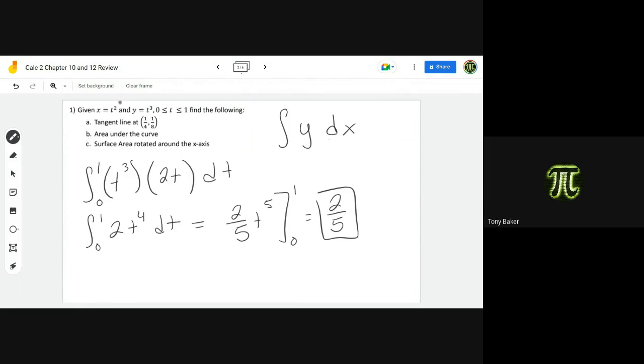The derivative of x: x was 2t squared, so the derivative of that is just 2t, and then times the derivative of whatever t is. That's where the dt comes from. So in essence, it's the chain rule, or sorry, not u substitution, it's implicit differentiation.